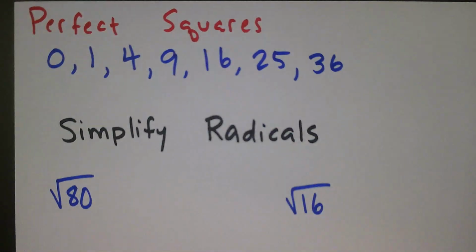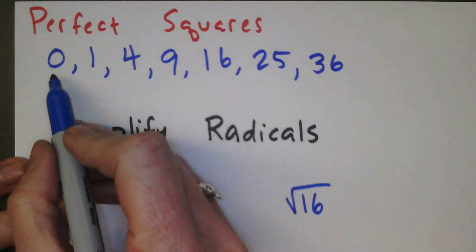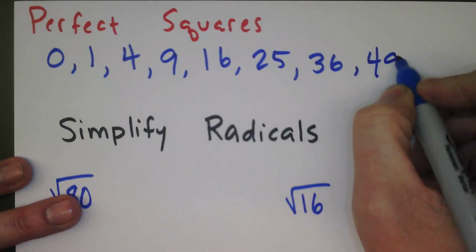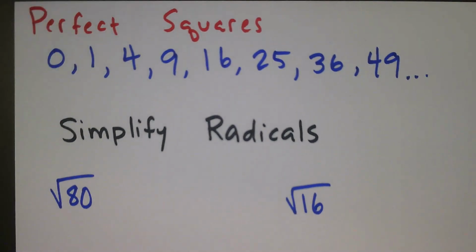You could go forever. Well, you can't go forever because there's always another one when we're counting 0, 1, 2, 3, 4, 5, 6 that we can keep squaring. For right now, this should be plenty. They do go on forever.